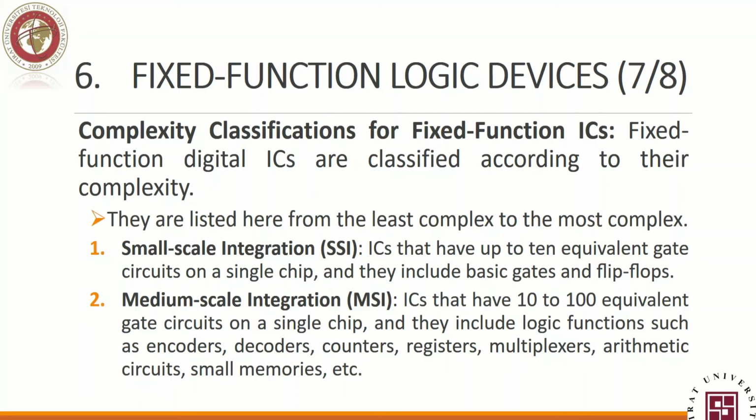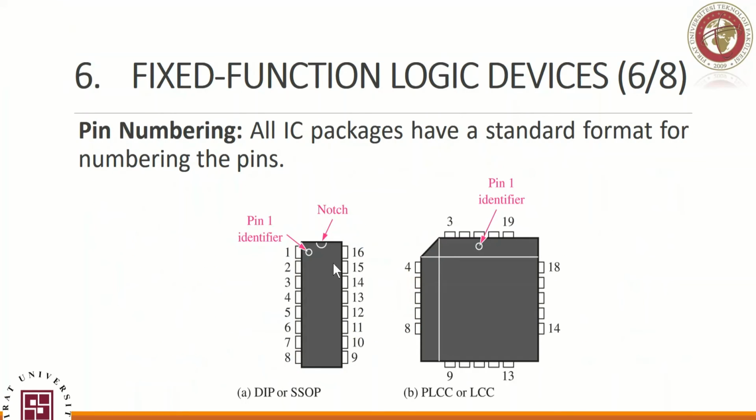We have different types. The first one, we call it small scale integration, or SSI, usually up to 10 equivalent gate circuits, 10 AND or NOT, or a combination of them. Usually they compose flip-flops, the smallest memory. Then we have medium scale integration, the MSI, between 10 and 100, that's a bit bigger, and they form on one chip like this.